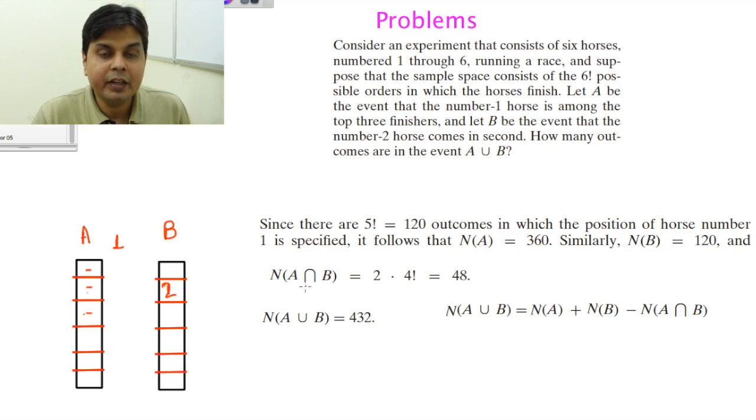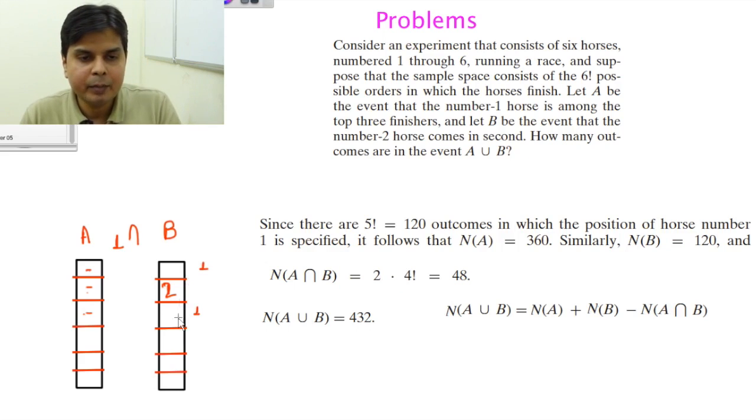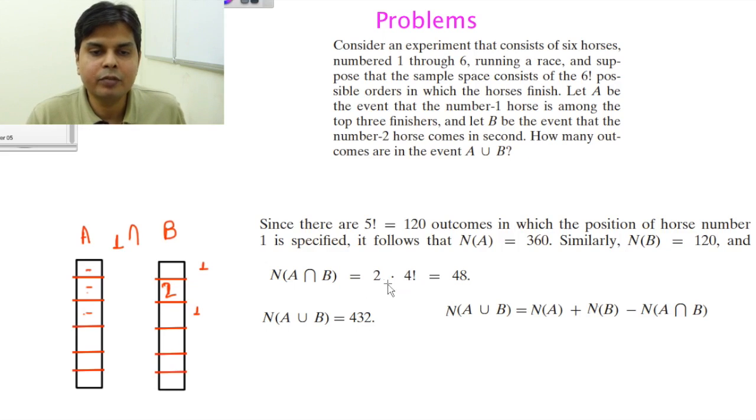Okay, now what is A intersection B? A intersection B means that horse number 2 has to be in second position, and horse number 1 can be here or it can be here. So there are 2 possibilities for horse number 1. So this is 2, and the remaining 4 horses can be rearranged in factorial 4 ways. So 2 into 4 factorial is 48.